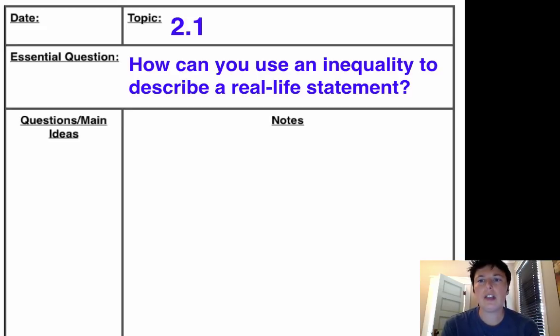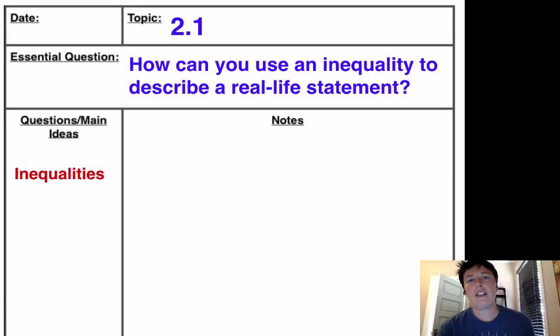How can you use an inequality to describe a real-life statement? So we're going to talk about what an inequality is and how we can use it to describe something in our real life, in our real world. So that's going to be our focus. Now, for some of you, this might not be new information, and for some of you, it may be. So we're going to do a little review first.